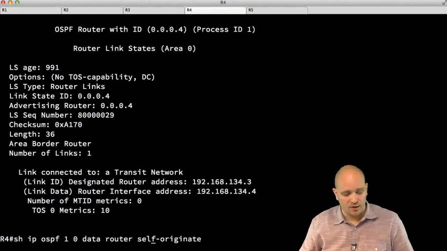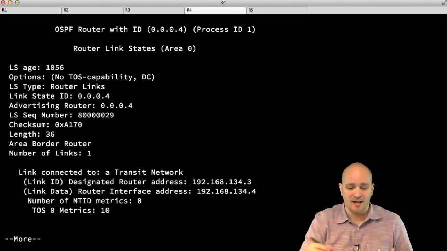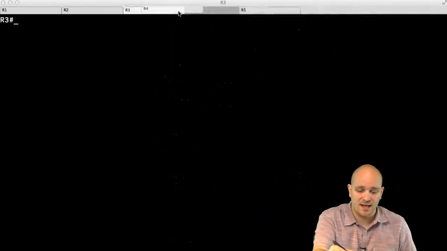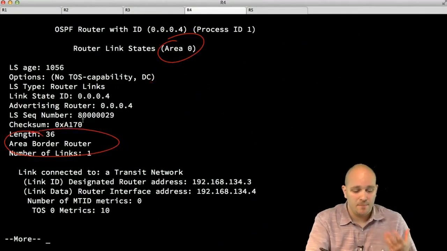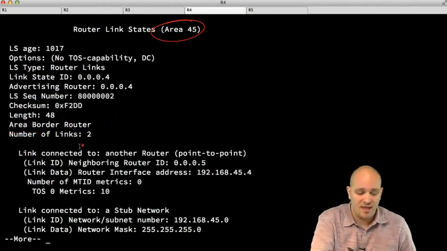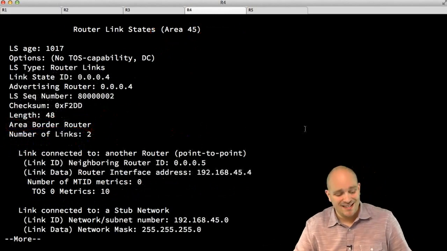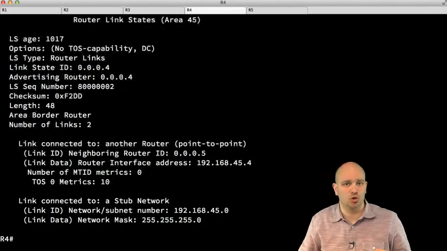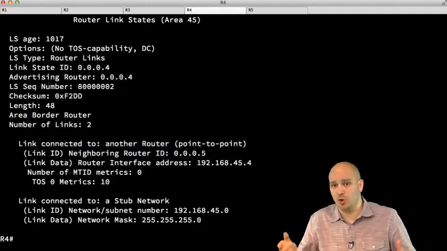So for R4, if we take a look at both databases here, for the self-generated LSAs, we can see here that in area 0, it is claiming to be an ABR. There it is. And we can see here that it's claiming to be an ABR, and here for area 45, it is also claiming to be an ABR. So we can see that this B bit that is being set on the LSAs is going to be sent into all the areas where the router is connected.